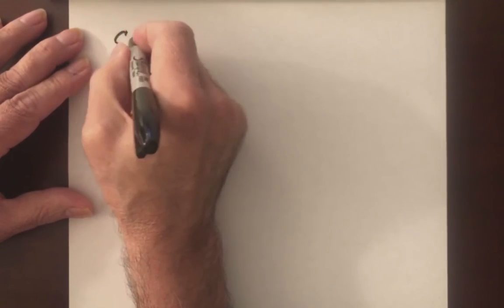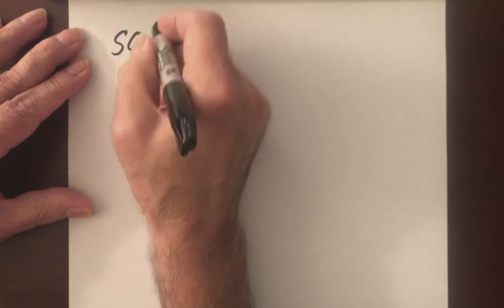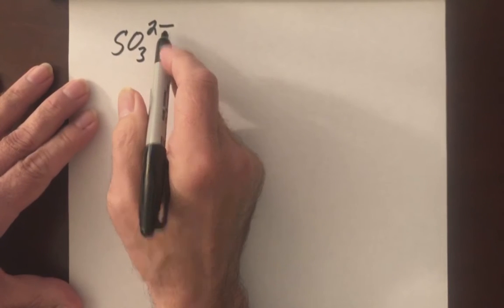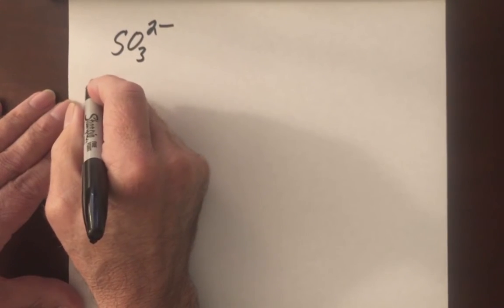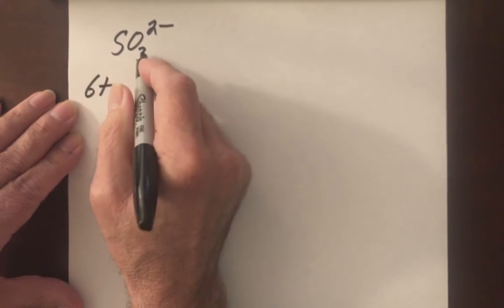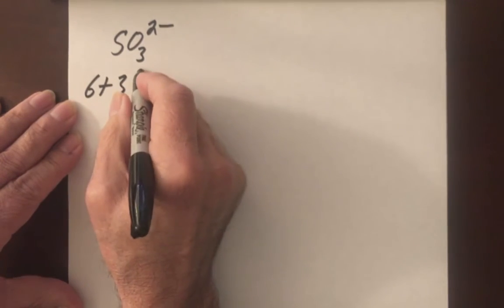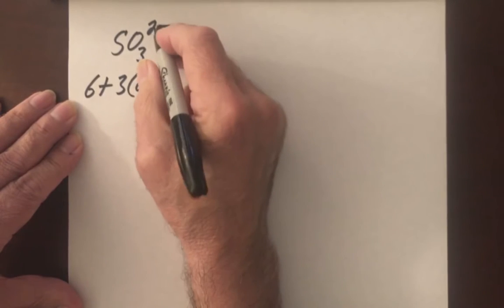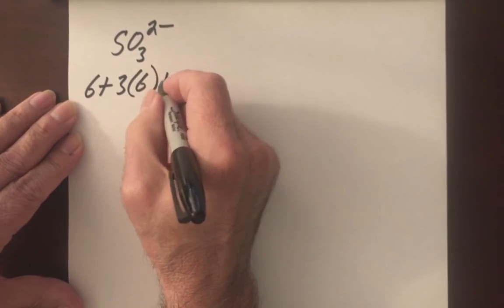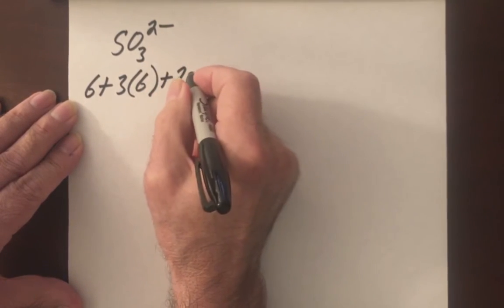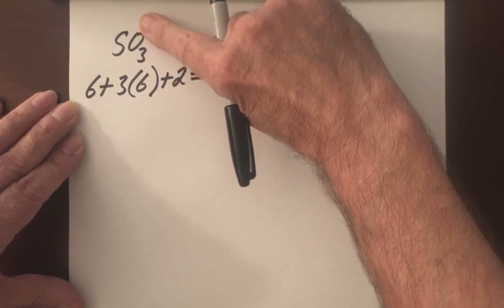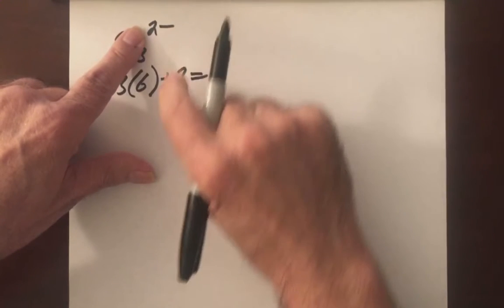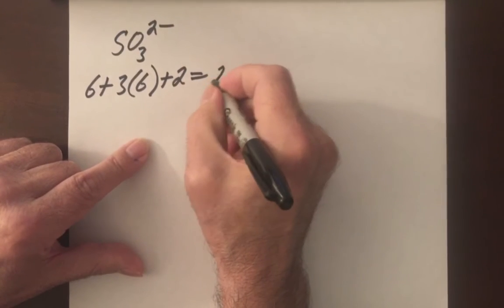Let's look at the sulfite ion. Sulfite ion has a -2 charge on it, so let's add everything up. Sulfur has 6 valence electrons. You have 3 oxygens. Oxygen also has 6 valence electrons. Oxygen and sulfur are in the same family. Now, the -2 charge here means that you have 2 more electrons. Without the -2 charge, you would have 24 electrons, but the -2 means that we have 2 more electrons, which gives us 26.